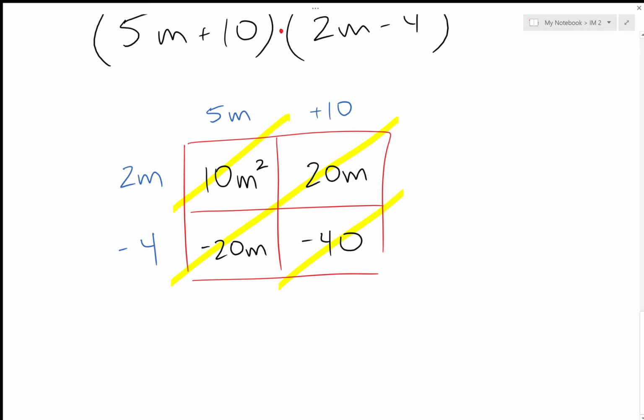All right, so writing this out, the 10m squared has nothing to go with it, so 10m squared. The negative 40 has nothing to go with it, but we do have the 20m and the negative 20m, so these two go together. They're like terms. But a positive and a negative 20 cancel each other out, so actually they're gone. And the only thing left now is the negative 40. So in this case, we went from 4 terms to now 2 terms because the 2 in the middle canceled out.